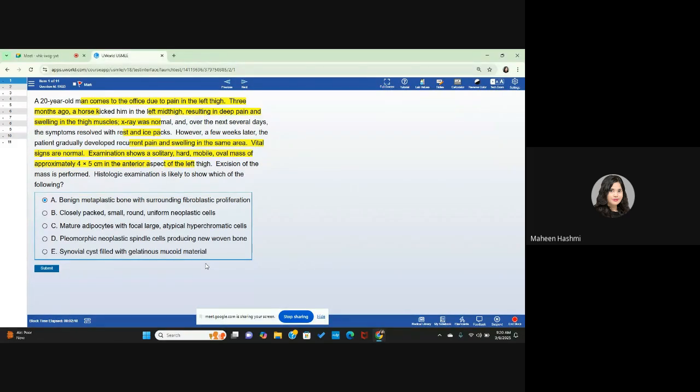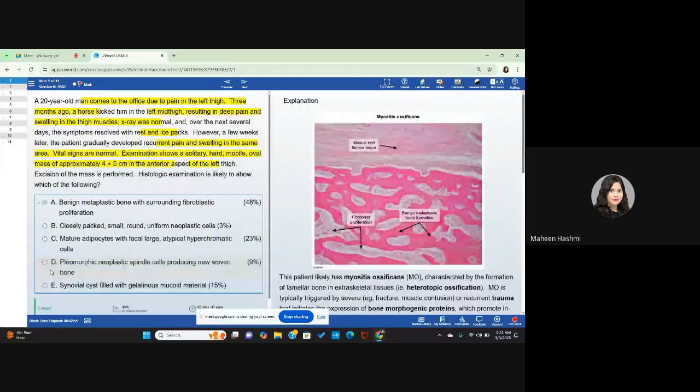Ganglion? Is that ganglion cyst? Synovial cyst, gelatinous mucoid material? Should be ganglion cyst. Yeah, very good. Okay, so we knew that we're talking about myositis ossificans.